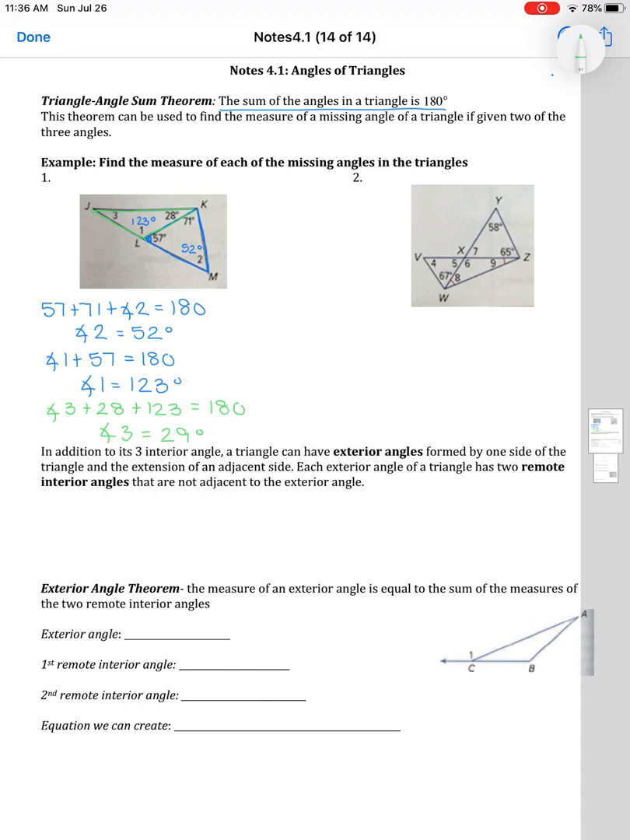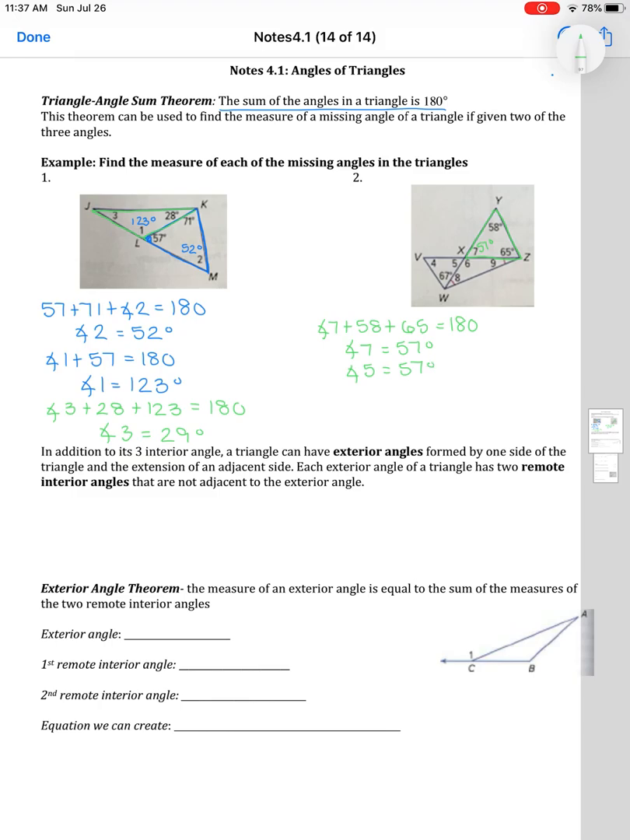Now for angle 3, I'm going to use the triangle on the left-hand side because now I have 2 out of those 3 angles. So angle 3 plus 28 plus 123 equals 180, which means that angle 3 is equal to 29 degrees. Okay, so you got to do one at a time, and again, it does not need to go in the same order or the order of the numbers normally go in. All right, let's look at number 2.